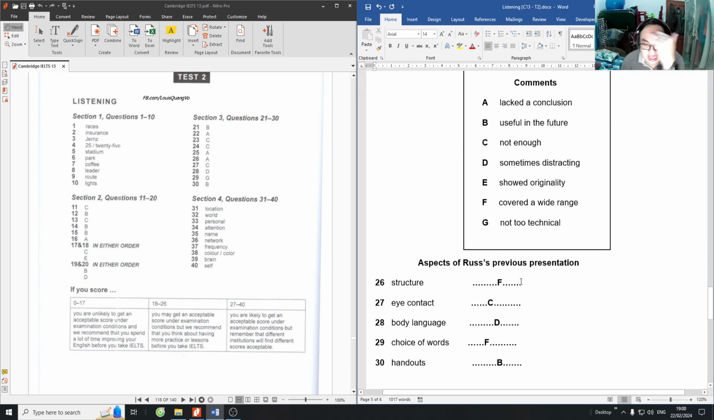26. I'm really bad at this switch, man. The correct answer should be A. 27C, 28D, 29G. G.